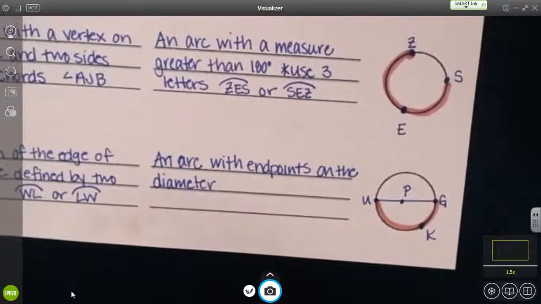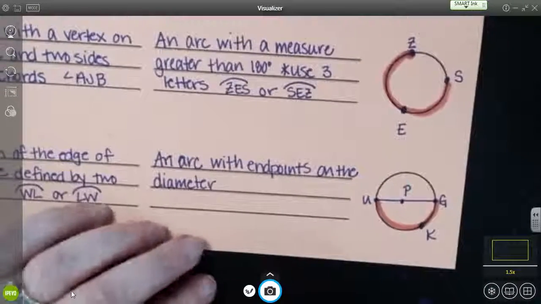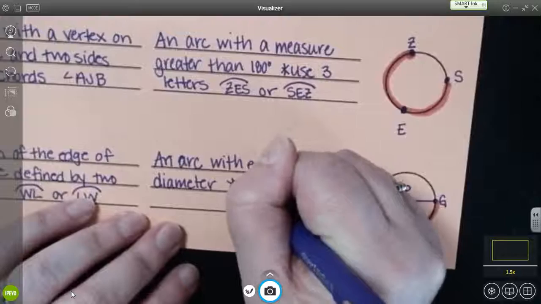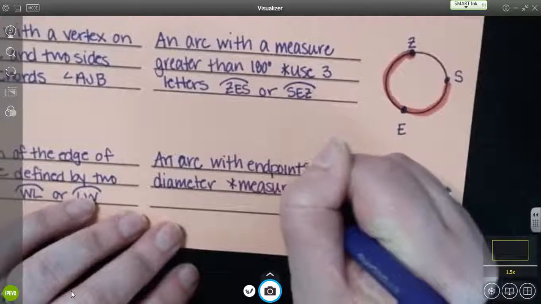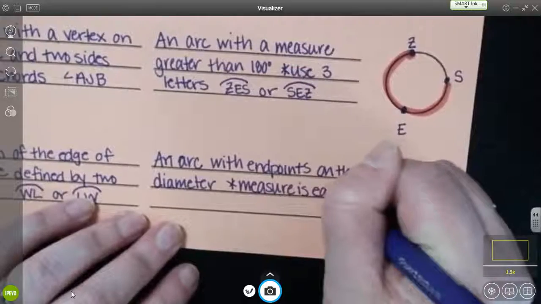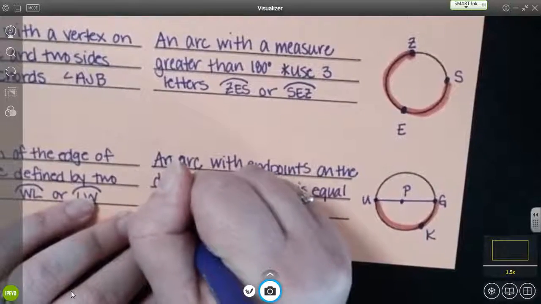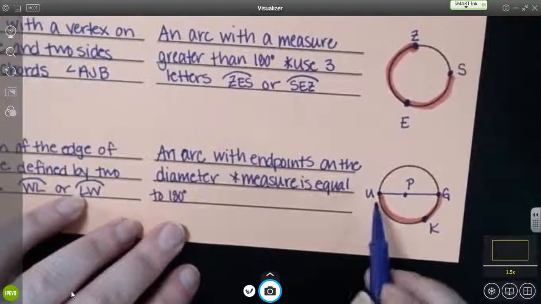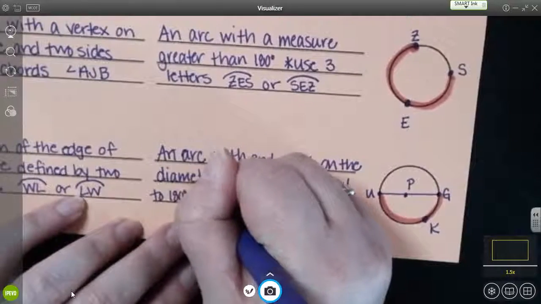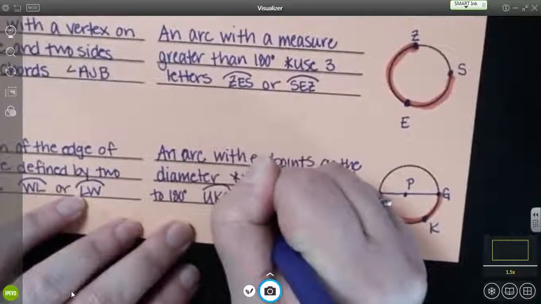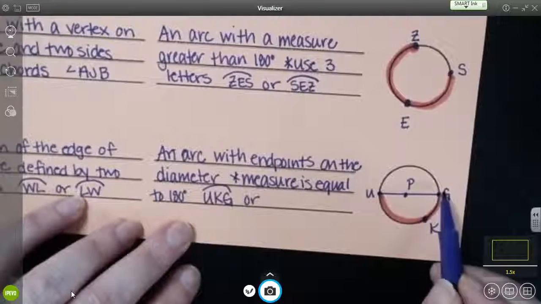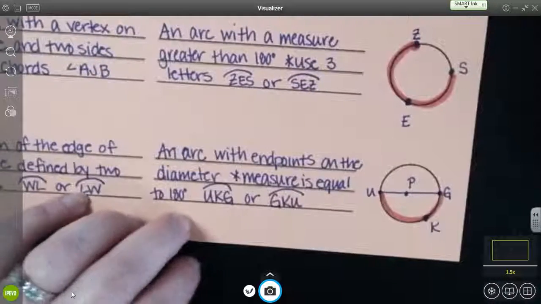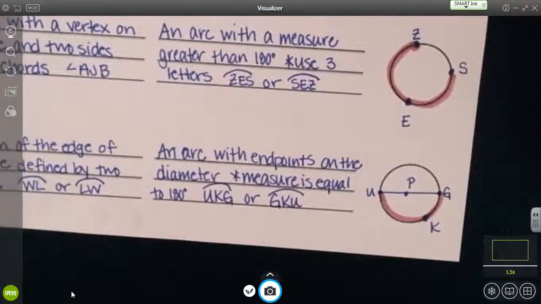So a semicircle, we also need to use 3 letters. Okay, and semicircles, their measure is equal to 180. So what's the name of this arc? UKG, or what? GKU. We cannot call it UG or GU because we don't know if we're talking about the top half or the bottom half.